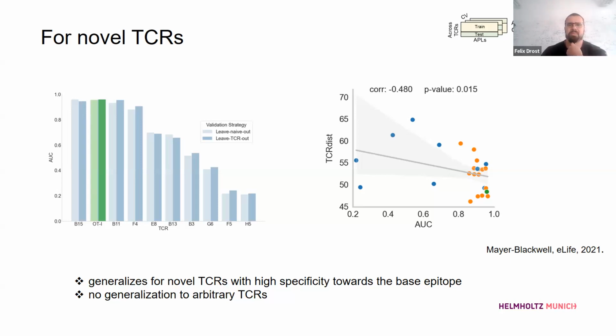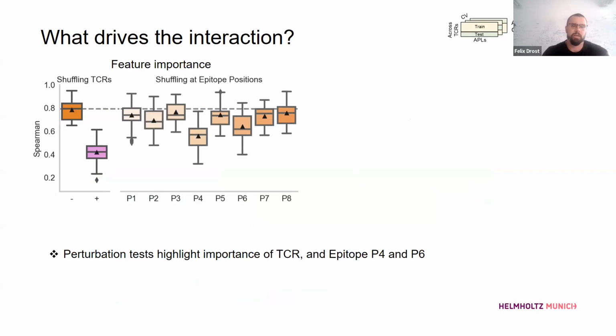As a last step, we asked ourselves what drives the interaction. How does our model work internally? For that, we performed feature importance tests. We shuffled the input features and observed the drop in performance. So low performance means the feature is needed for the prediction and therefore has high importance. In our first test, we observed that when we assigned random TCR sequences to the model, the performance dropped most notably. So our model doesn't give a simple average over all TCRs, but actually incorporates the sequence with high importance into its prediction.